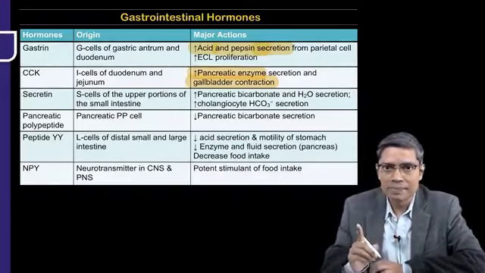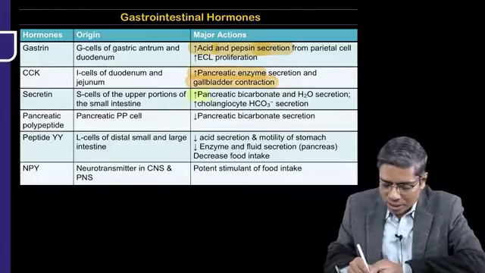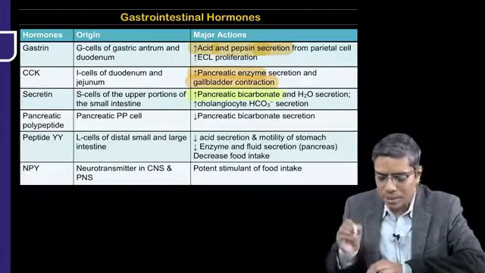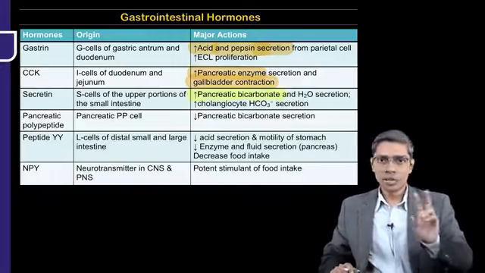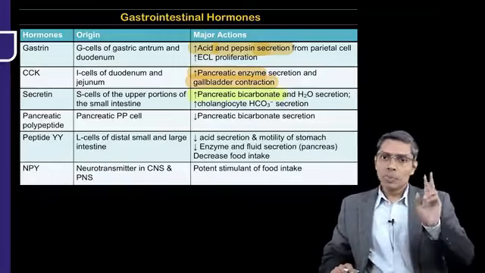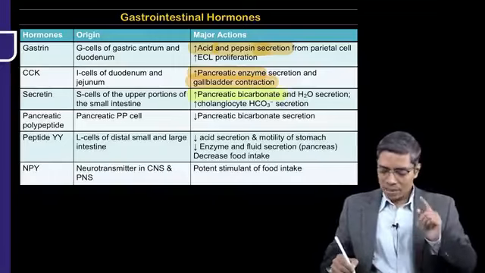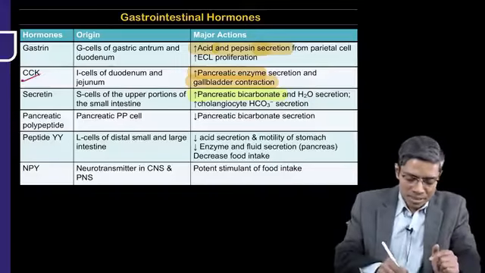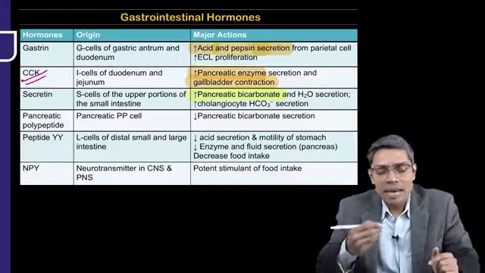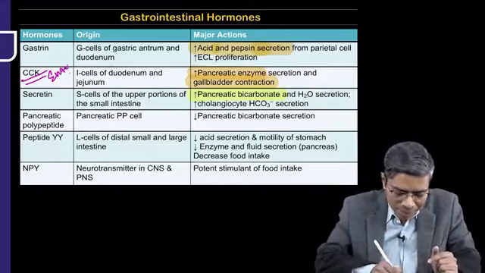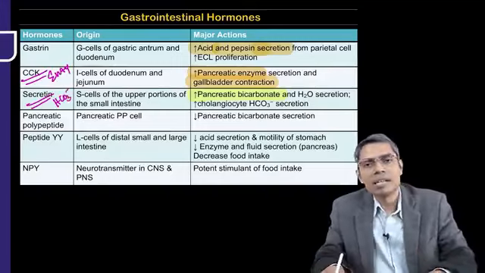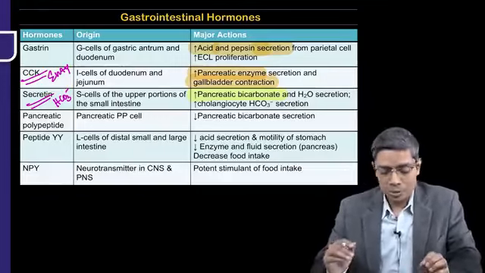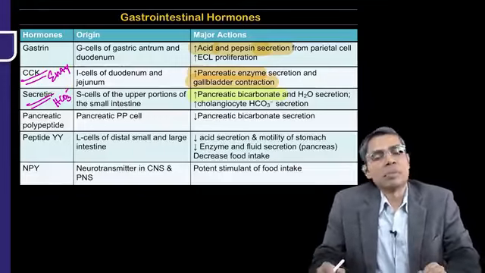But for secretin, the main function is increasing pancreatic bicarbonate secretion. Got it? Both CCK and secretin have an effect on the pancreas. But CCK affects pancreatic enzyme secretion, and secretin affects pancreatic bicarbonate secretion. Bicarbonate is secreted from the pancreatic duct. So these are the 2 important things that you have to remember.